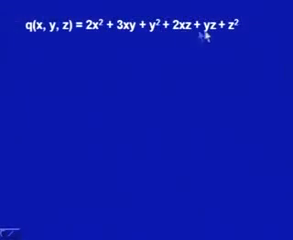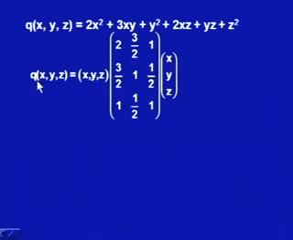In the next example, I am considering a 3-dimensional surface, 2x square plus 3xy plus y square plus 2xz plus yz plus z square. So I need q(x, y, z) equal to (x, y, z) times a 3 by 3 square matrix A multiplied by the column matrix (x, y, z).